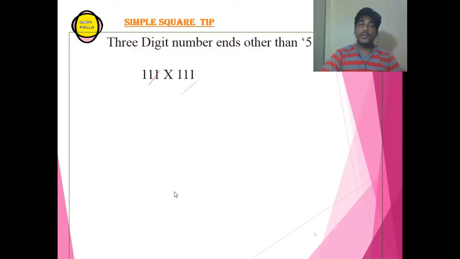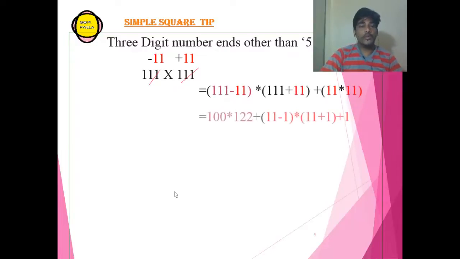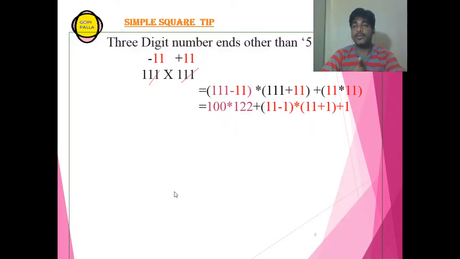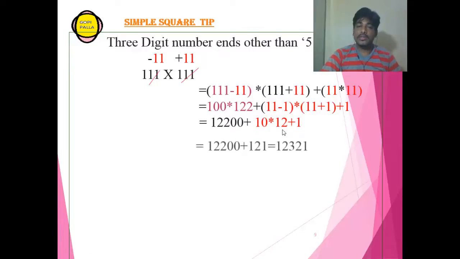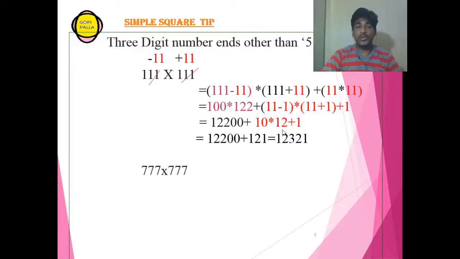Here, 111 multiplied by 111. The nearest is 100. So we subtract and add that number to the other number, and we multiply these two numbers and add to this number. This we know how to do, 11 by 11 using simplification, so you can apply that here. So the answer is 12321.